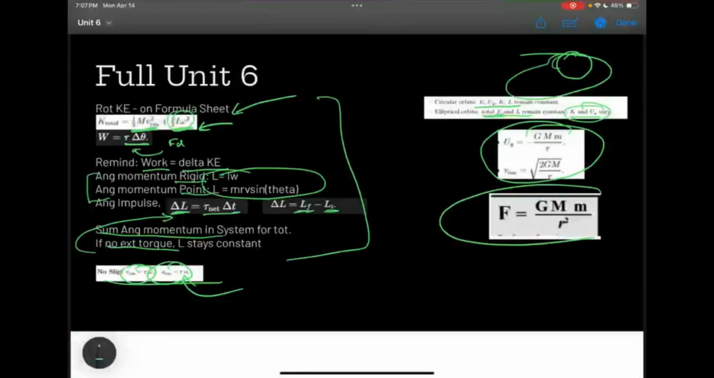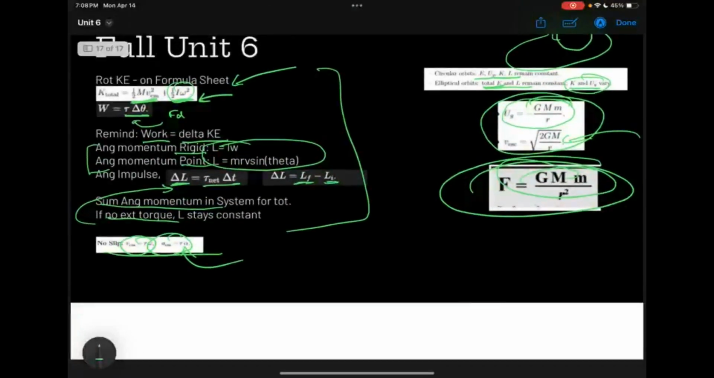These are just the formulas you need to know. So we have escape velocity, just memorize that one. I don't believe it's on the formula sheet, as well as the potential energy and the total force. And yeah, so that's about all for Unit 6.